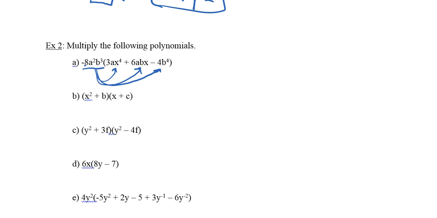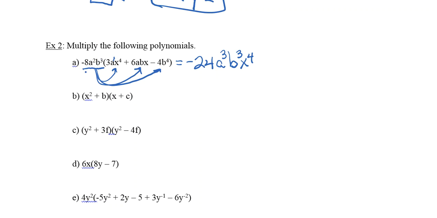So first one, -8 times 3 would be -24. Now I have a squared and a to the 1st, so 2 plus 1 makes 3. I have b cubed and no b's here, so they would go next. And I have x's in my term inside, but no x's outside, so they'll just tag along. So there's my first term. So I've done 1/3 of the problem. Now we're going to do the second third.